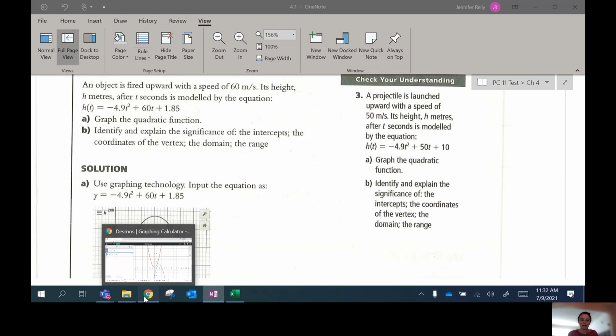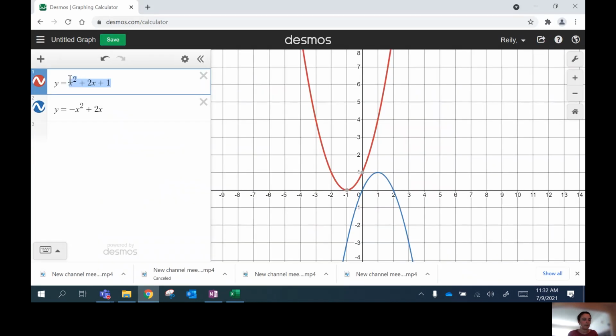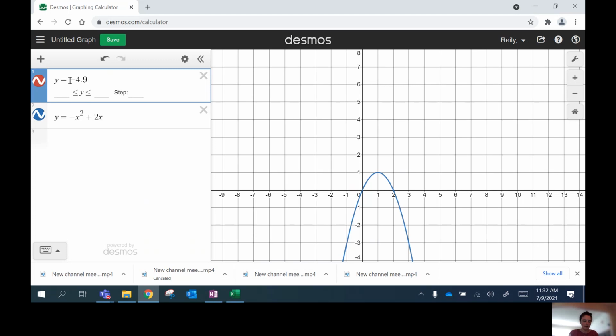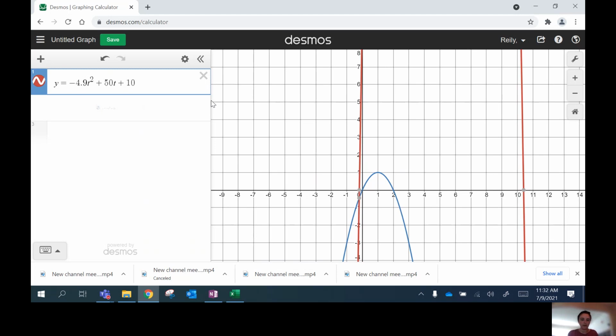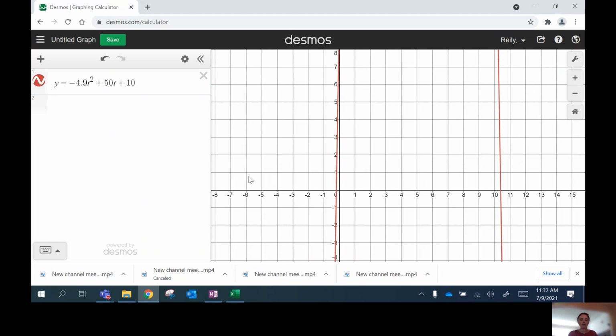So we're going to plug this into Desmos. The nice thing about Desmos is it's super quick and easy to use, plus 50t. I don't need you to really write anything down for this one. We're just looking at it. I'm going to give you some Desmos tips here. Oftentimes, especially if it's a word problem, you'll see it goes off the screen.